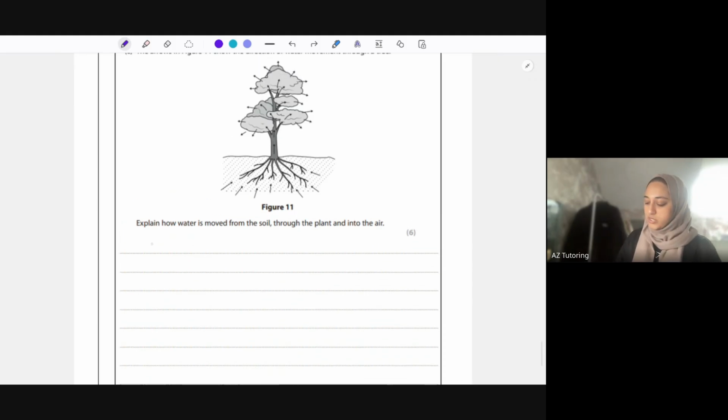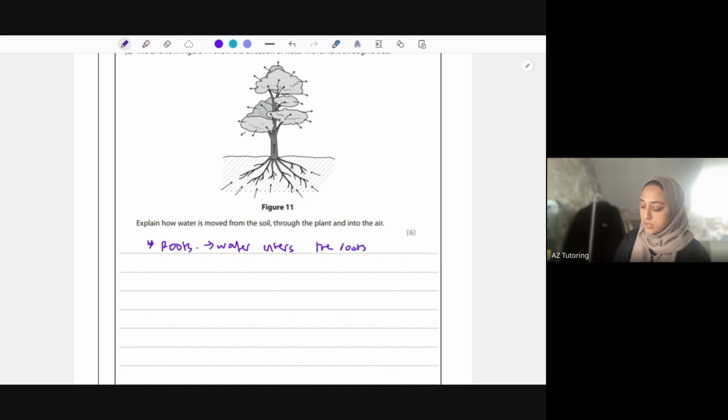So we're speaking about each section. So let's speak about the roots first. So how is water moving through the roots? Well, water enters the roots. The reason why water enters the roots, think about it, when you're watering a plant, where do you put water? You put water into the soil. So it's going from the soil into the roots.